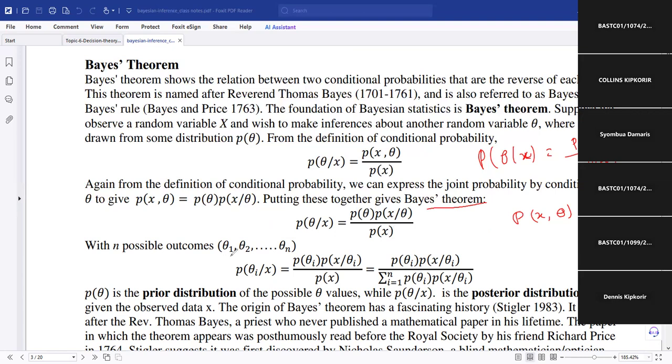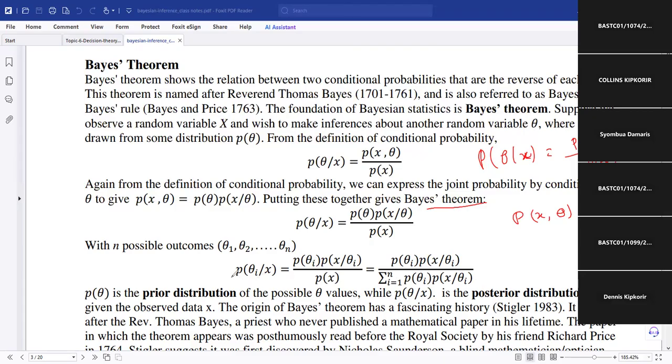So with several outcomes, theta 1, theta 2, theta n, we have the probability of theta i given x equal to the probability of theta i multiplied by the probability of x given theta i, divided by the probability of x. And here the probability of x is the same as taking the summation of the probability of theta i multiplied by the probability of x given theta i.